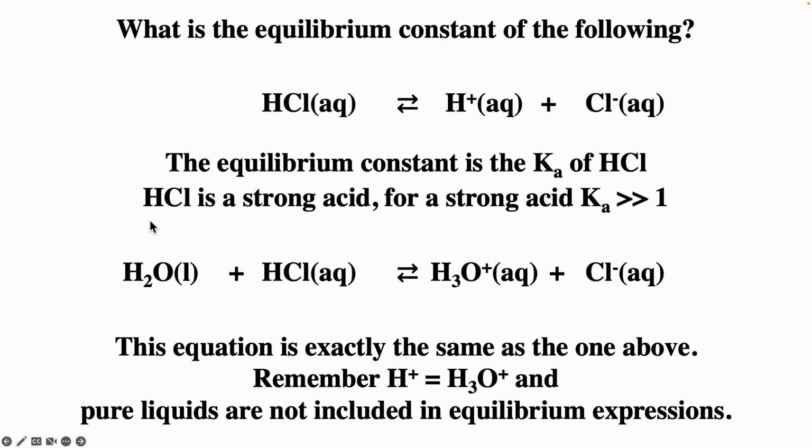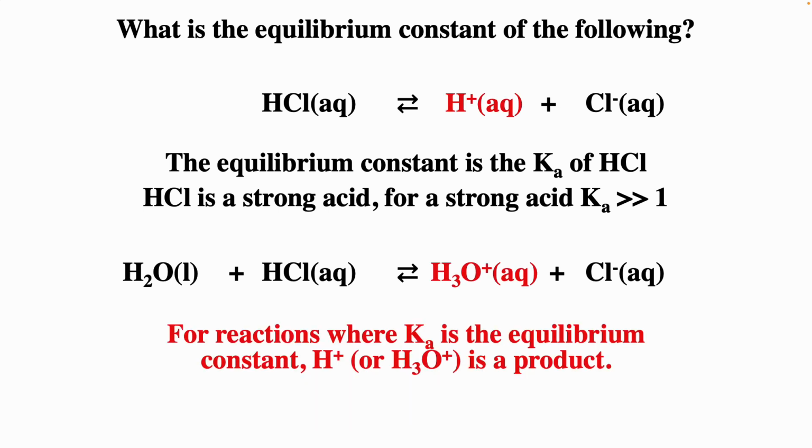Now, we could also write the reaction as HCl plus water going to the hydronium ion and chloride ion. And again, because hydrogen ion and hydronium ion are the same, and pure solids, pure liquids do not appear in the equilibrium expression, these two reactions are exactly equivalent. They both have an equilibrium constant of Ka. But again, please remember, hydrogen ion and hydronium ion are the same thing. And if you have a reaction that has an equilibrium constant of Ka, you have to have either hydrogen ion or hydronium ion as a product.